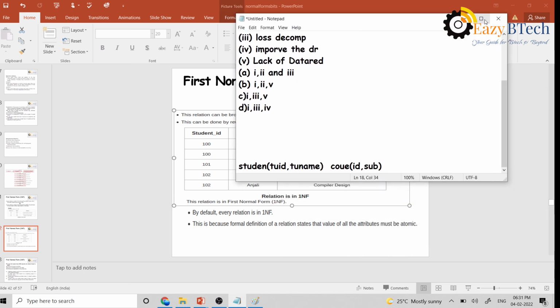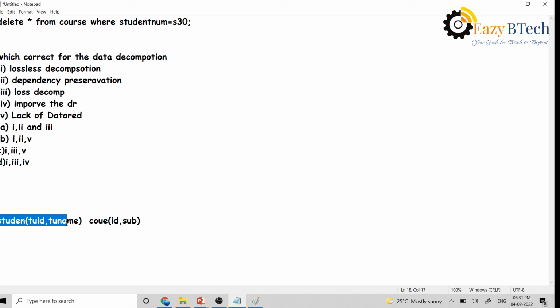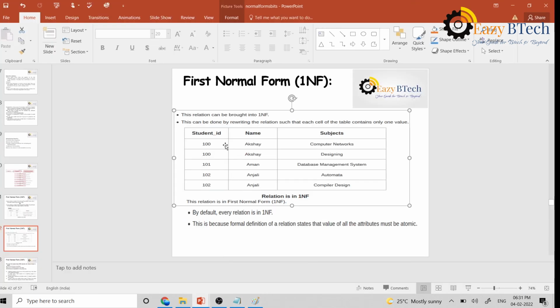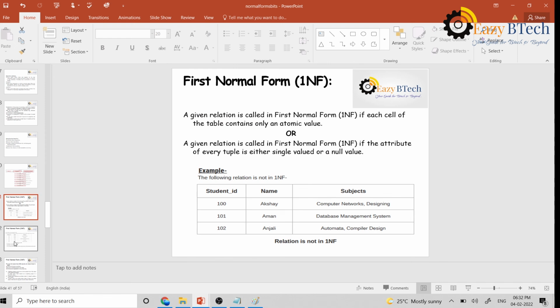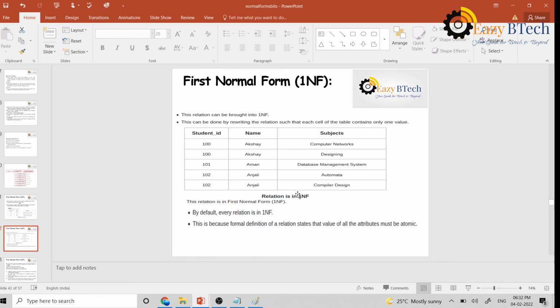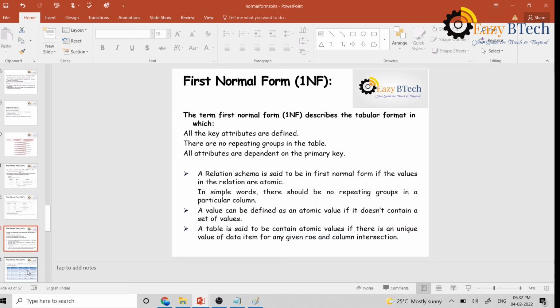They are giving 2 ways. We divide into two tables: student ID and course ID. In the student table, we have only student number and student name, which is 100 Akshay, 101 Aman, and 102 Anjali. Then the subjects we have to write again. If a relationship has no multi-value dependency and no data redundancy, then that is called first normal form.